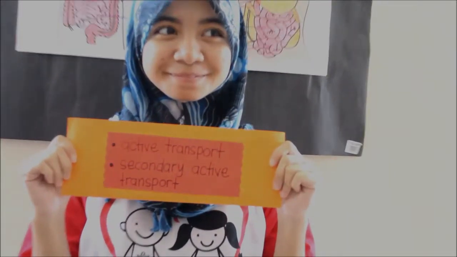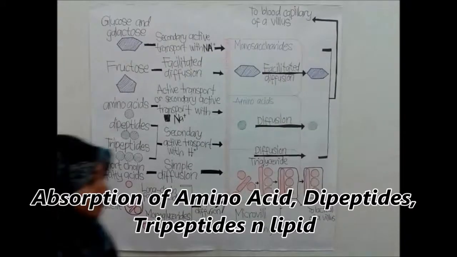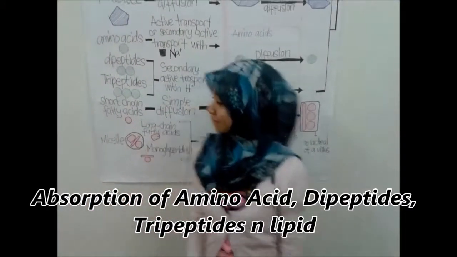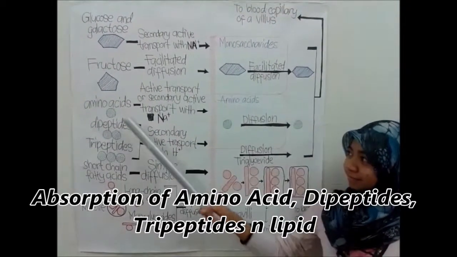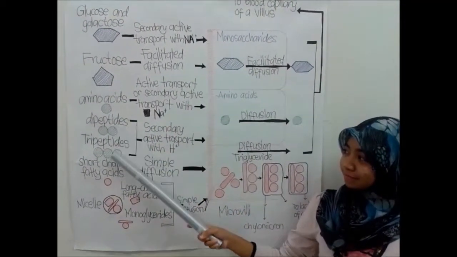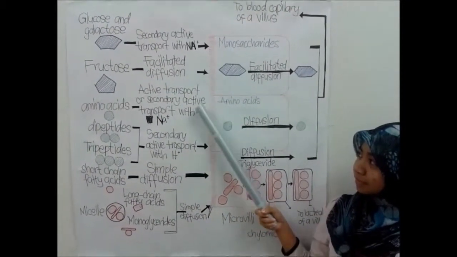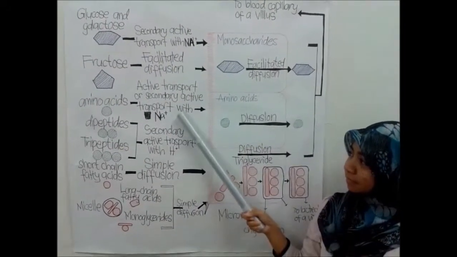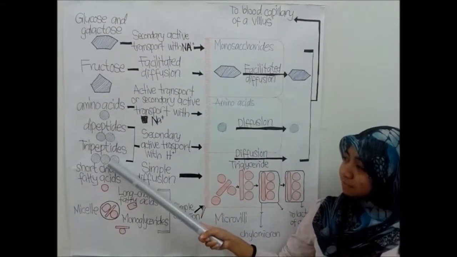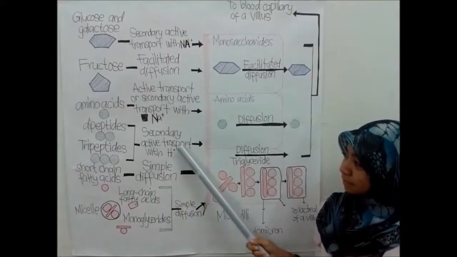Absorption of electrolytes is by active transport and secondary active transport. Amino acids are absorbed via active transport or secondary active transport with sodium. Dipeptides and tripeptides are absorbed via secondary active transport with hydrogen ion.